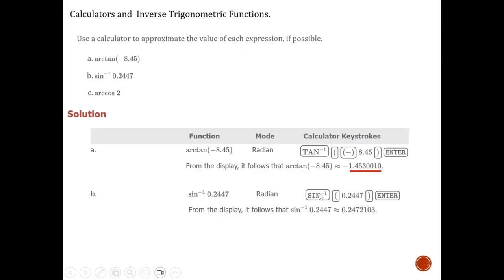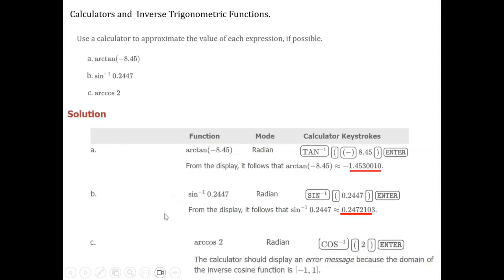So here, guys, you're going to enter the inverse sine. Once you do that, it's going to give you the parentheses. So all you do is enter the 0.2447 and then you close the parentheses. When you do that, the answer should be 0.2472103. That's your answer.